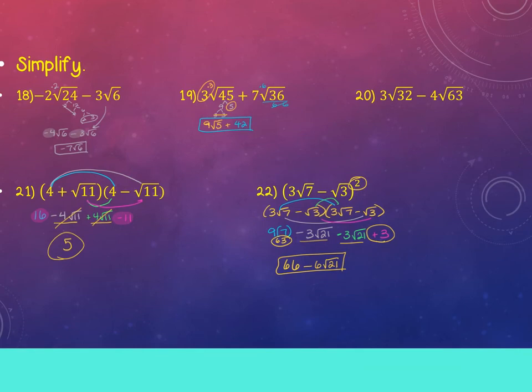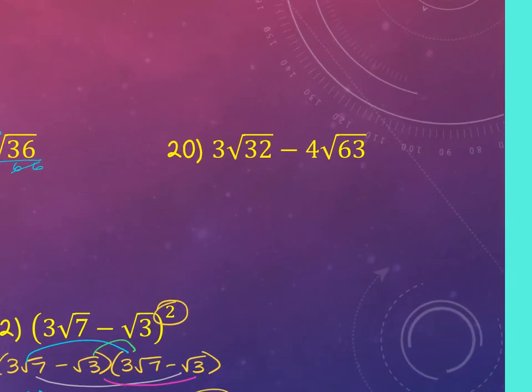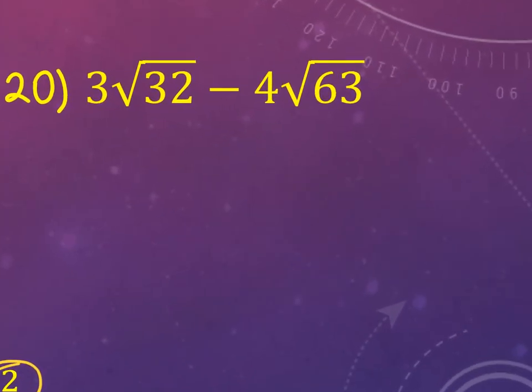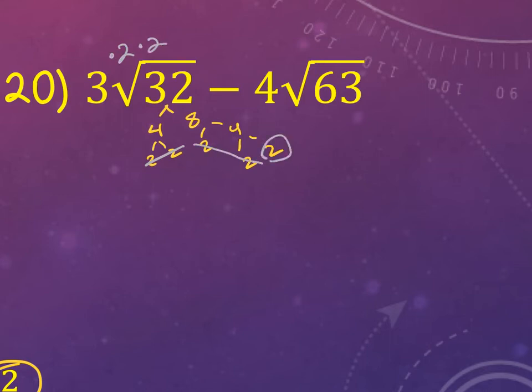Okay, so now, oh, did I not? I didn't do 20, just kidding. Let's do this one real fast before we move on. 32 would be 4 and 8, which is 2 and 2, 2 and 4, 2 and 2. That's one pair of 2s, 2 pairs of 2s, and a 2 that's going to be left by itself. 3 times 2 is 6, times 2 is 12, root 2.